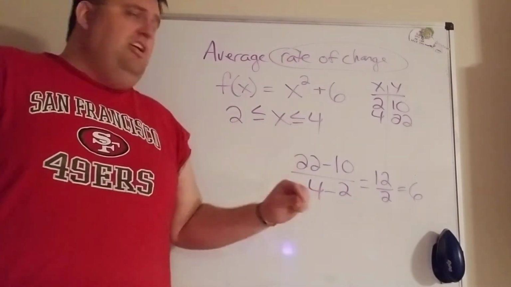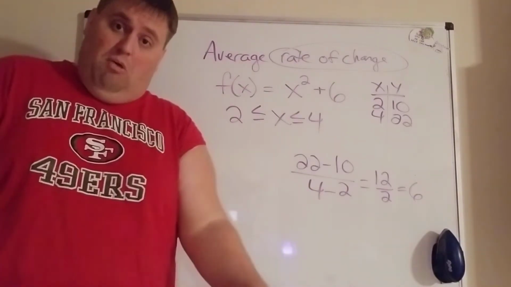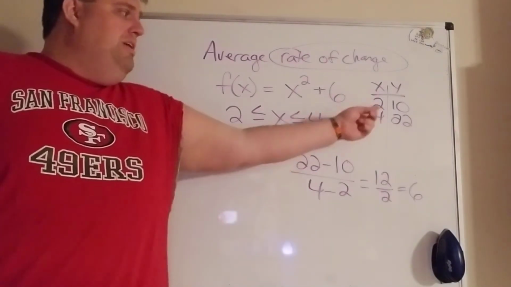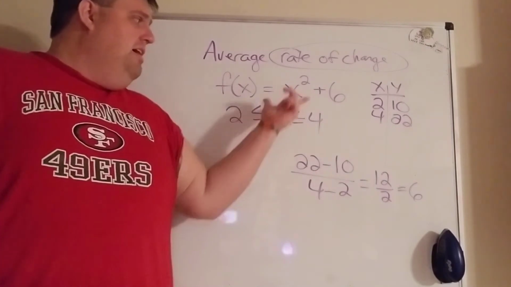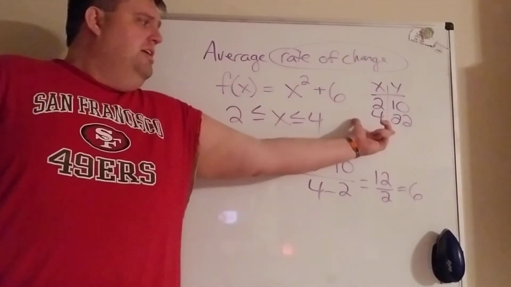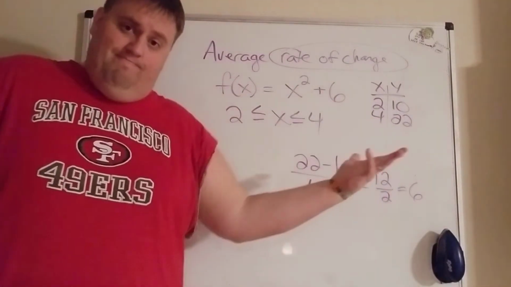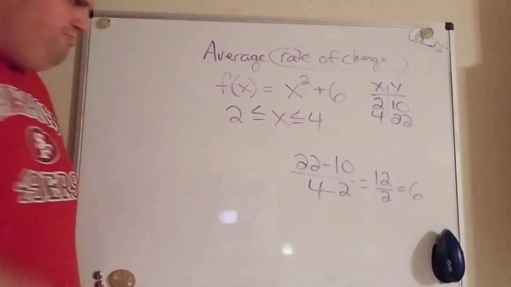So average rate of change is very much just find the slope. You just have to find the points that they want you to find the slope between first. So use what they give you, plug it in your function, kick back out whatever you need. That's average rate of change.